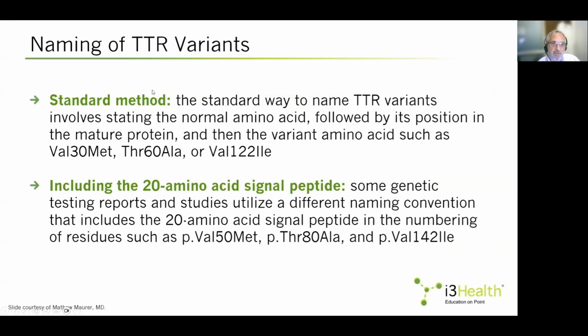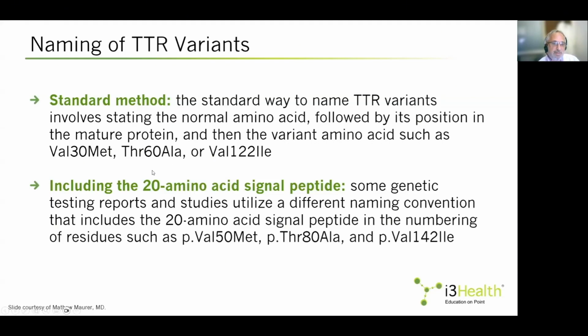Something that leads to confusion is the naming of TTR variants. The standard way we used to name TTR variants involves the normal amino acid, followed by its position in the mature protein, and then the variant amino acid. So V30M: methionine is the variant that replaces valine at the 30th position. Alanine replaces threonine at the 60th position. Isoleucine replaces valine at the 122nd position.